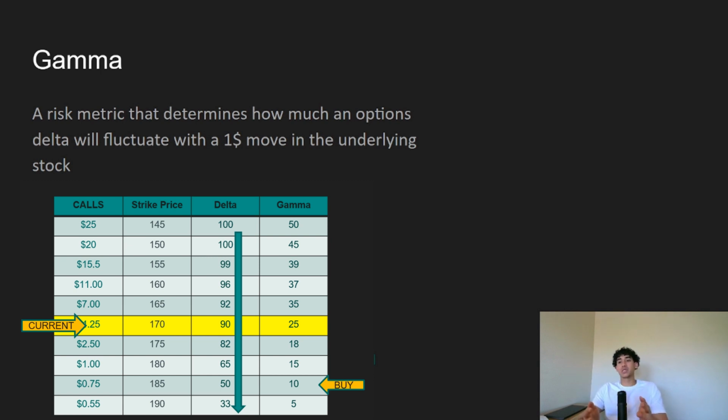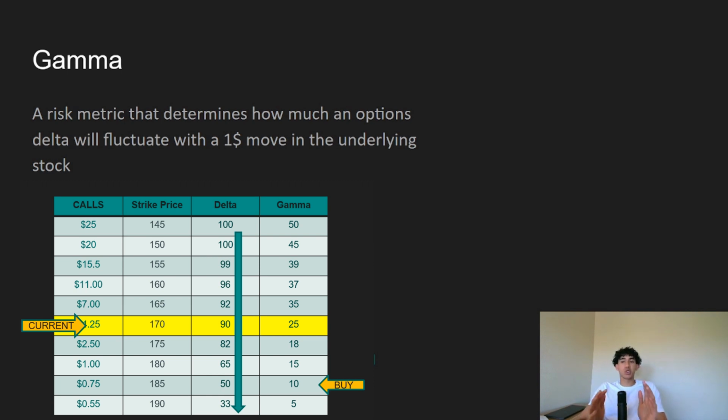So how is gamma used? Since an option's delta measure is only valid for a short period of time, gamma gives traders a more precise picture of how an option's delta will change over time as the underlying stock's price changes.